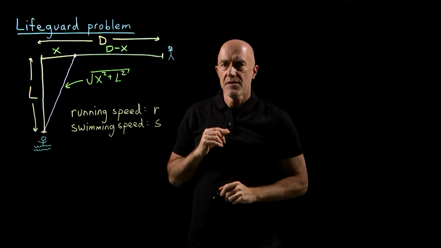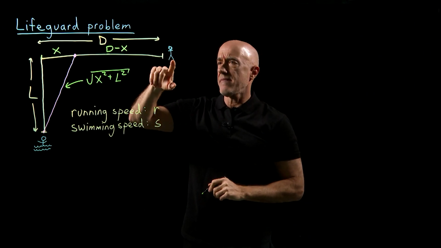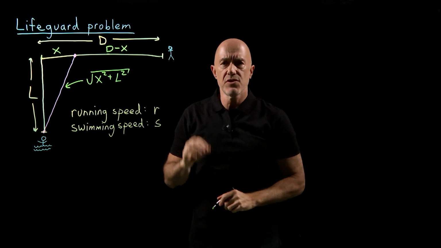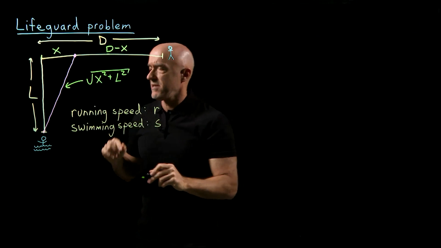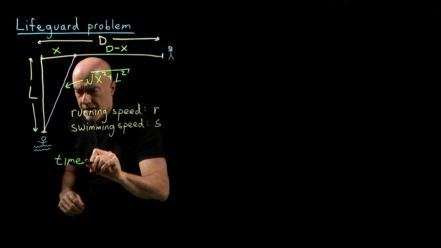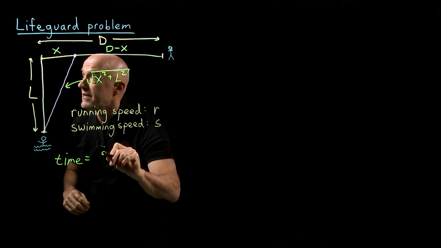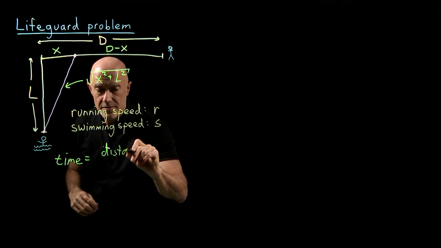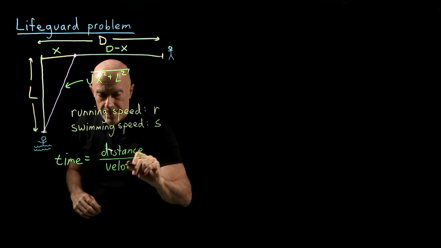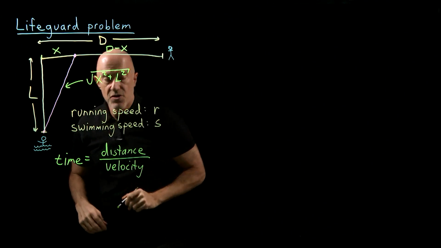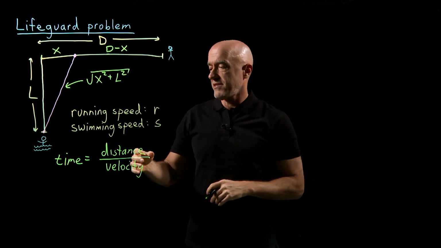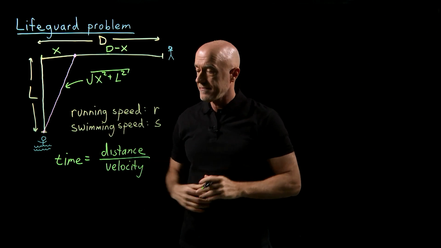Okay, so how do we calculate the time that the lifeguard takes to reach the swimmer? We need to use an elementary physics equation. So the time is equal to the distance divided by the velocity. You may remember that velocity times time is distance. So that's just a solution for time.